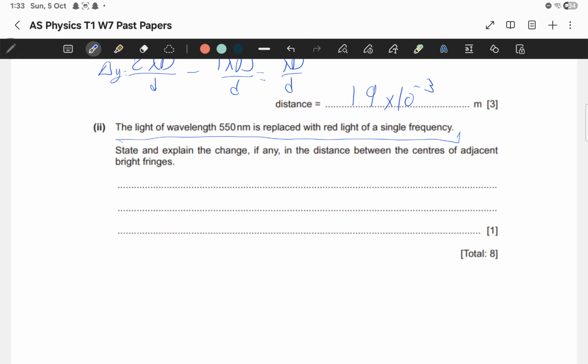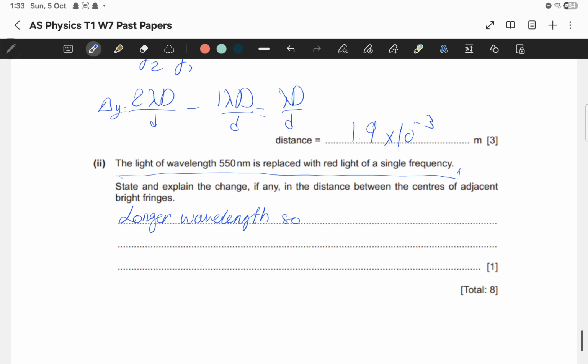Now, the light is replaced with red light. I told you red light will have a longer wavelength than this. Or wait, no, red light will have a lower frequency than whatever this is. So, longer wavelength. That means they want the distance between the centers, to see if it changes. Lambda will increase, and they said everything else is kept the same. They only changed lambda. So this is the same, this is the same.